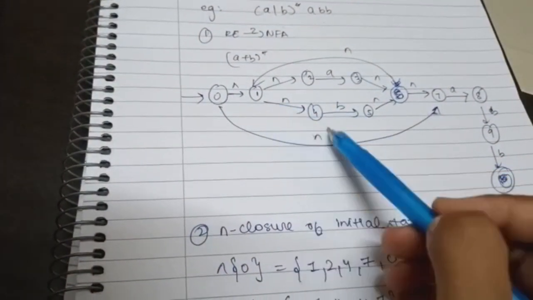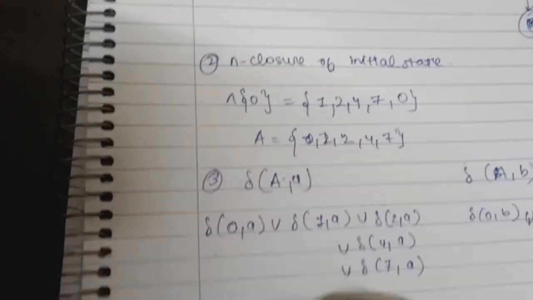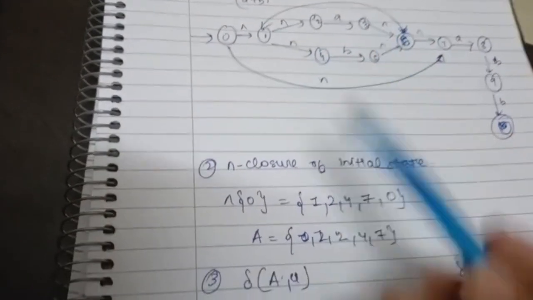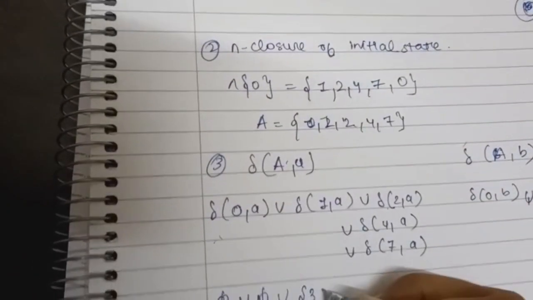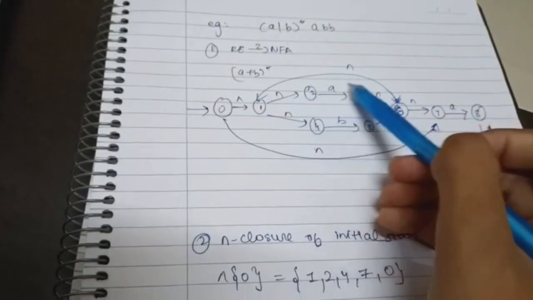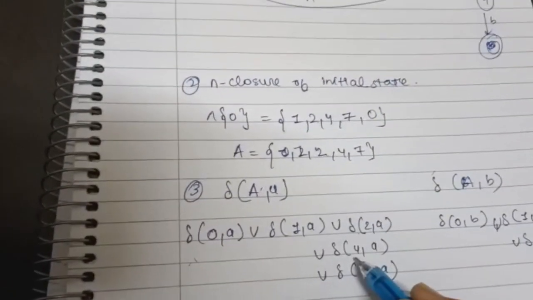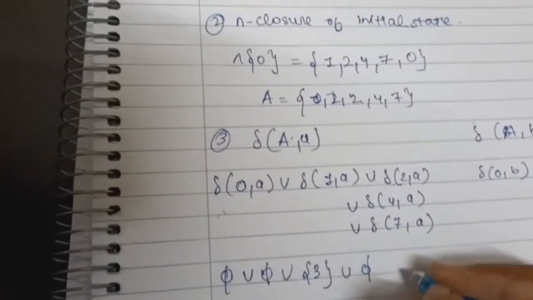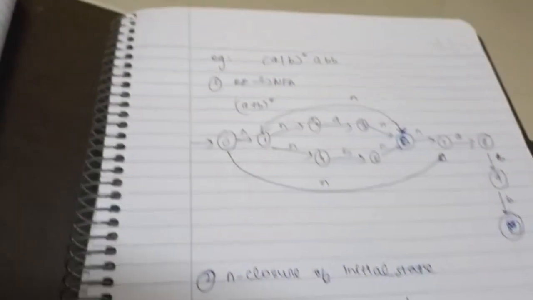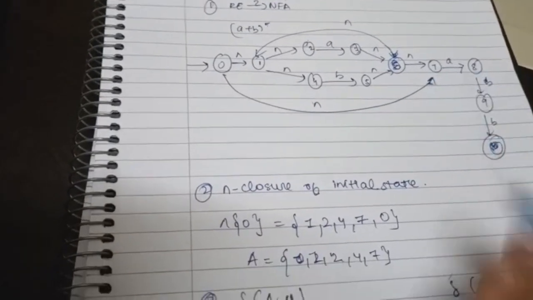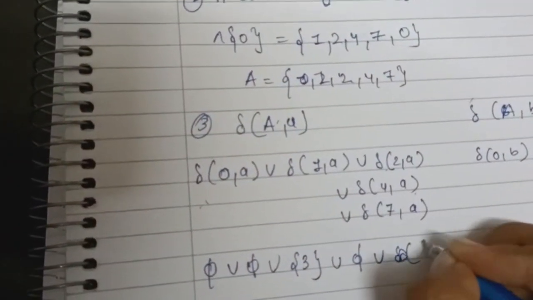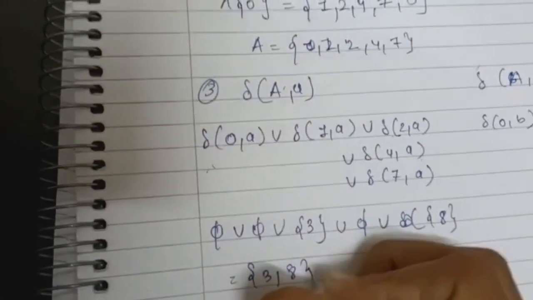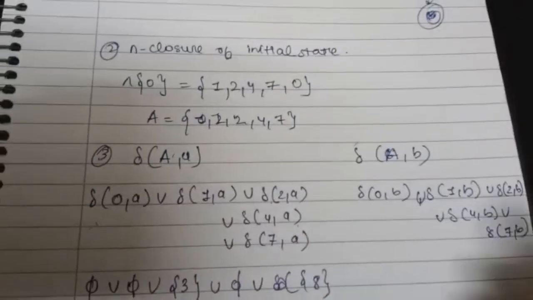From 1 can we go to somewhere using A? No. So that is also 5 union 2 comma A. So from 2 and A we can go to 3. So it is 3. Is there any other state from where? No. Then 4 comma A. So from 4 using A? No. So that is also 5. Then 7 comma A. So from 7 can we go in? Yes, from A. So it is 8, right? So it gives you 3 comma 8.